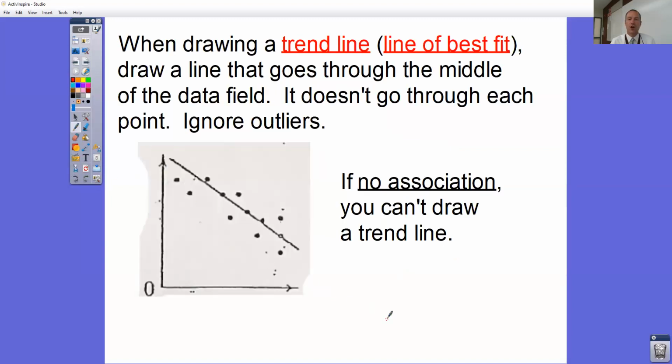When we take a look at drawing a trend line or line of best fit, you want a line that goes in the same direction as all of your data. So if it's going up, it would go up. If it's going down, it would be going down. This one happens to be going down. You want to go right through the middle of the data field, all right? You want about half of your points above and you want about half of your points below the line. It does not necessarily touch each dot, all right? And ignore any outliers. If it is no association, meaning that the dots are randomly all over the place, remember that you cannot draw a trend line.